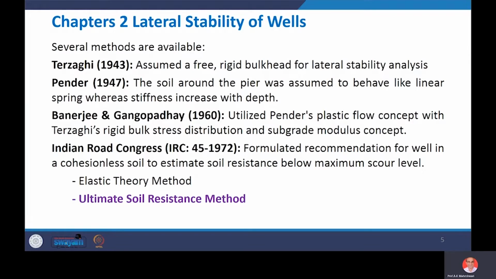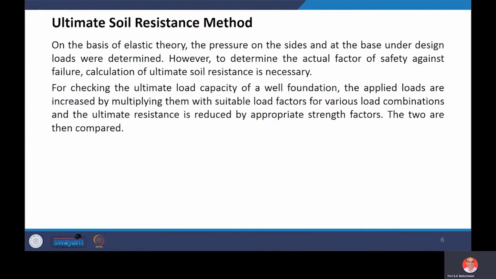And there are 2 methods of IRC. One is the elastic theory method, which we have discussed in the last lecture. Today we are going to talk about the ultimate soil resistance method of IRC. So let's start with the ultimate soil resistance method. You see, on the basis of elastic theory, the pressure on the sides and at the base under design loads were determined.